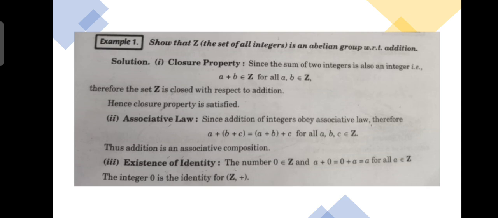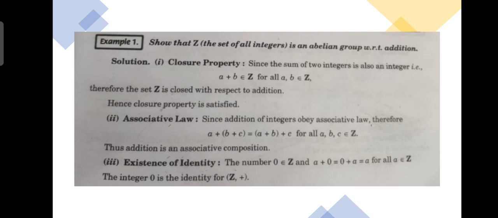Next is associative law. So addition of integers obeys the associative law, that is (a plus b) plus c is equal to a plus (b plus c). That is, the order in which we are adding the numbers doesn't matter. The sum of three integers will again be an integer, and whichever order we have added those numbers, the answer will be the same. So it satisfies the associative property.